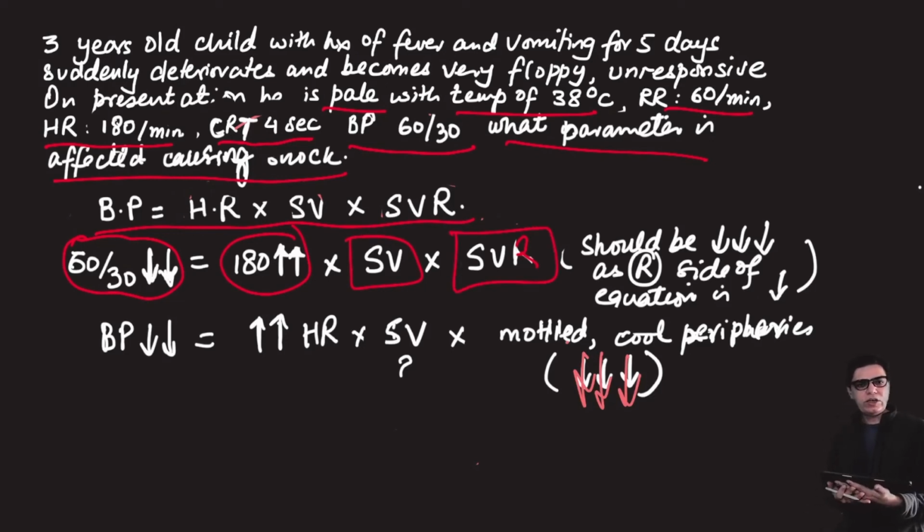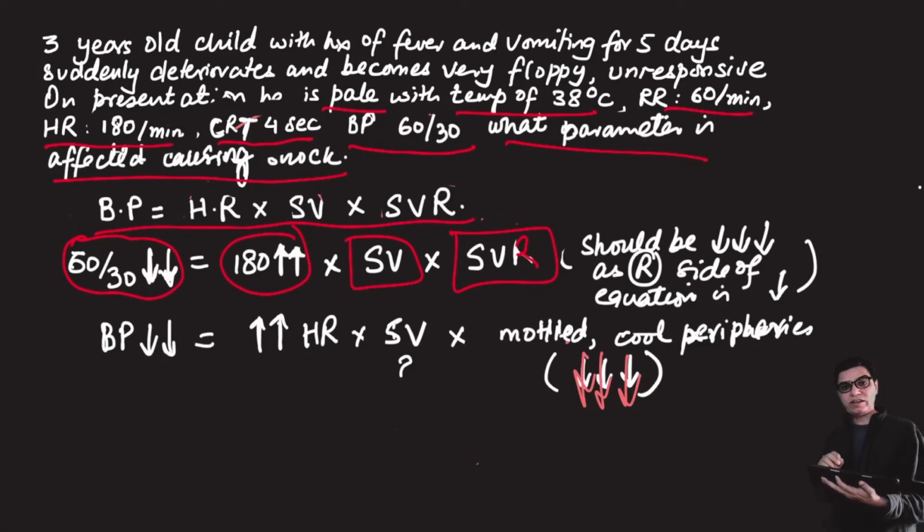Now next thing, you look at the pulse pressure. Pulse pressure in this case, 60 minus 30, is equal to 30, and let's say you check the pulses. The pulses are of good volume. His heart rate is 180, but the pulse is of good volume, so there is nothing wrong with the stroke volume. Obviously if you've got a bedside echo, that would be excellent if you can do it, but if not, fine, leave it. Now the problem is in the systemic vascular resistance.